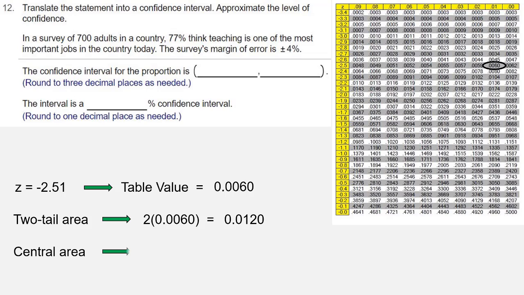So the central area is 1 minus 0.0120, which is 0.9880. So that's the area, that's the decimal. If I was going to convert that decimal to a percent, then that percent would be 98.8%. So the confidence interval is from 0.73 to 0.81. We found that back at the beginning. And the interval is a 98.8% confidence interval. And that's your answer.